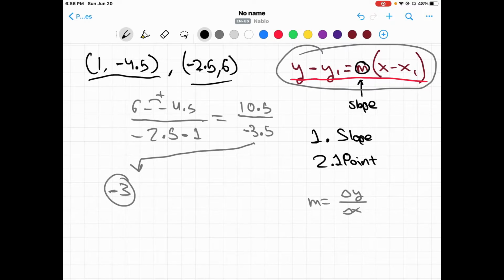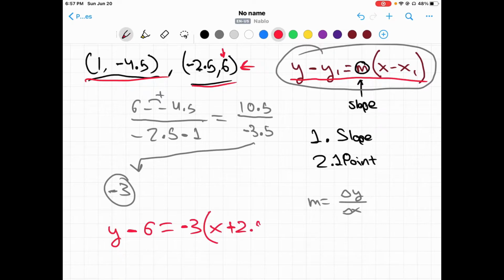So now let's go ahead and use this formula in order to find the equation that contains these 2 points that we were given. So y minus y1, and remember we could use either this point or this point. I'm going to go ahead and use this second one, minus 6, since it is y, equals negative 3, which is the slope, multiplying x minus x1, which is negative 2.5, so it becomes plus 2.5 because it will be minus negative 2.5.